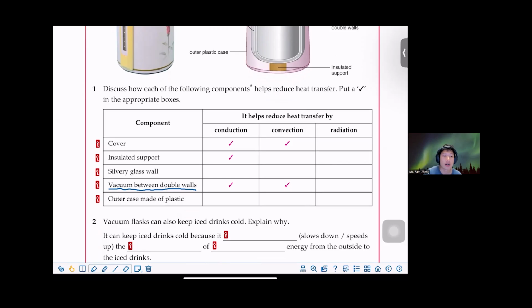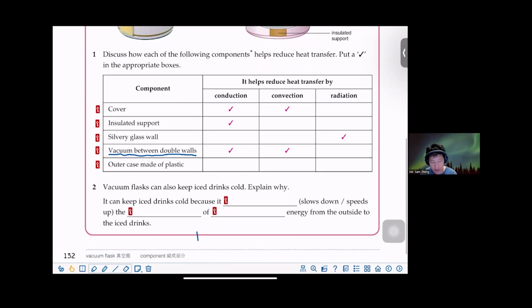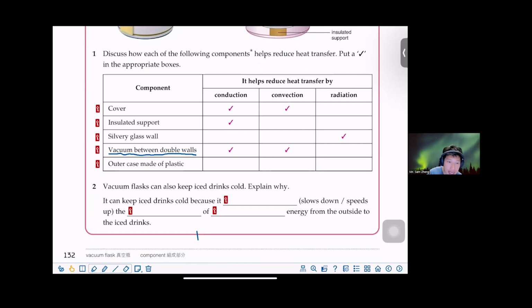The color of the silvery glass wall. Then in this case, silvery meaning that it would be related to the color. Then this must be related to the radiation. Next, the outer case which is made of plastic. Plastic, what type of material is it? It is an insulator, but not a conductor. So therefore, it is also related to the conduction.